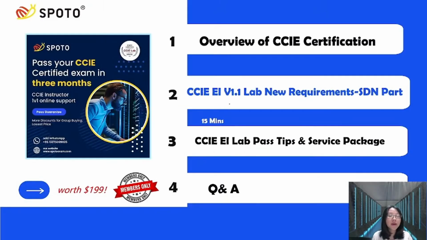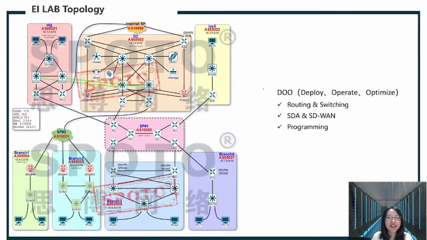What I want to share with you today is the topic that everyone is most concerned about, the EI Lab new version. We can see that this topology is not much different from the old version, except that the old topology uses VH, but the new version uses the CH. Okay, so let's briefly look at some of the requirements of EI Lab.